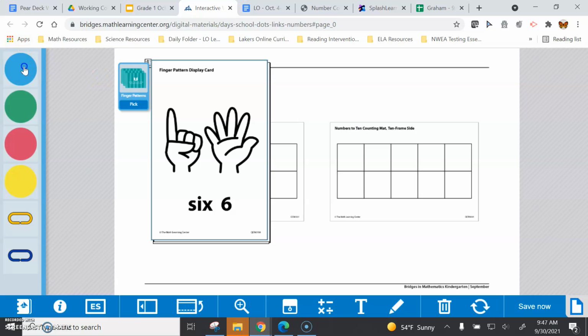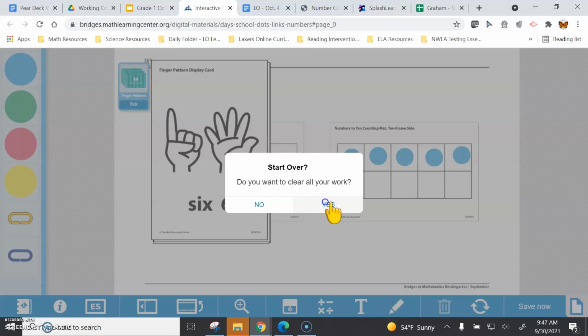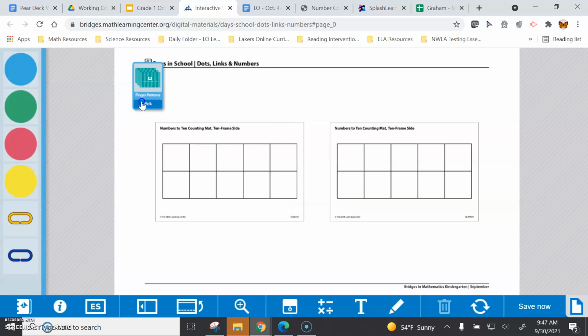Can you show 6 on your learning space using those blocks that you have in your math box? I have 1, 2, 3, 4, 5, 6. Ooh, okay. Can you make a group of 6? Let's try another number. I'm not going to show it on my screen. I want to see if you can do it all by yourself.